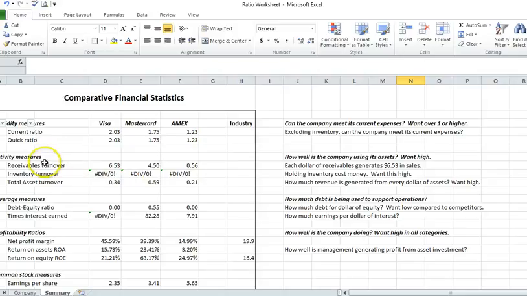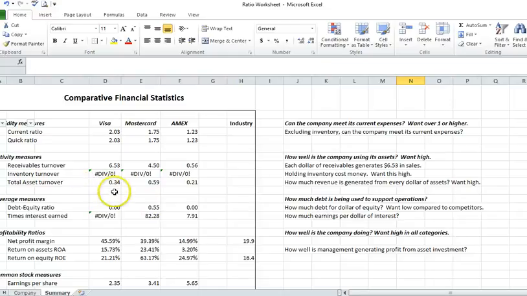Next are activity measures, how well the company turns over its receivables. In other words, we don't want to carry accounts receivable for a long time. That means that customers aren't paying their bills. So we typically want a higher receivable turnover. Now American Express, could be due to the nature of the way American Express is paid, has a very low receivables turnover. All of these say 0 because none of these companies carry any inventory. Again, they're not selling a product that we can hold.